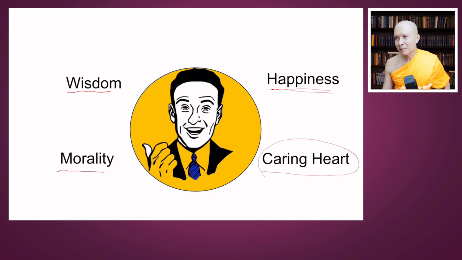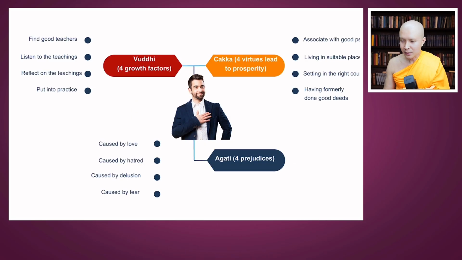So for today's Dhamma, we will get to at least 3 major teachings of the Buddha that aim to help lay people live life happier and smarter, or wiser, by utilizing these 3 major teachings. And of course, it benefits the monks as well, both monks and lay people. So we will be learning the Vuddhi Dhamma, the Chakka Dhamma, and the Agati, or the 4 prejudices.